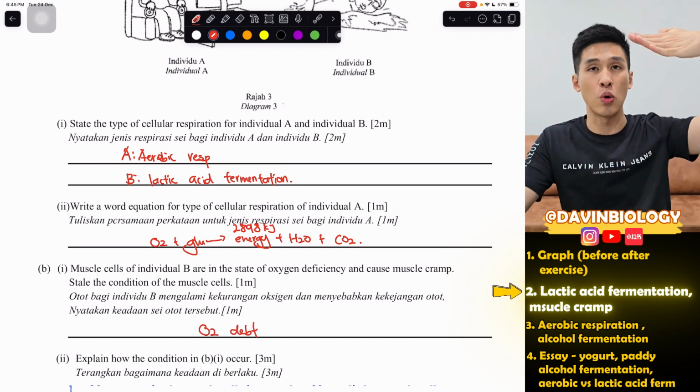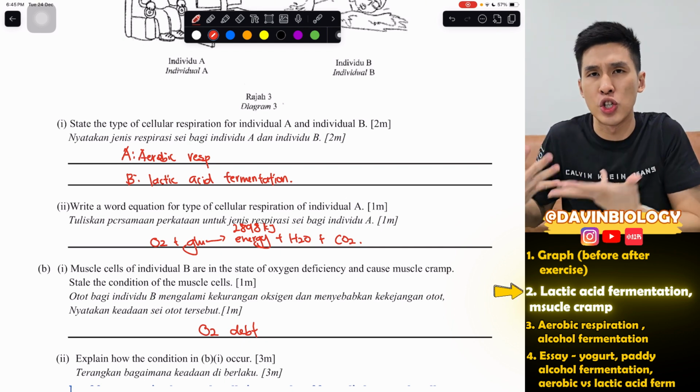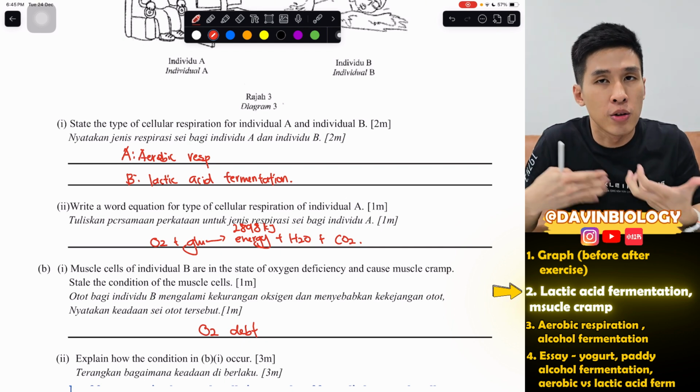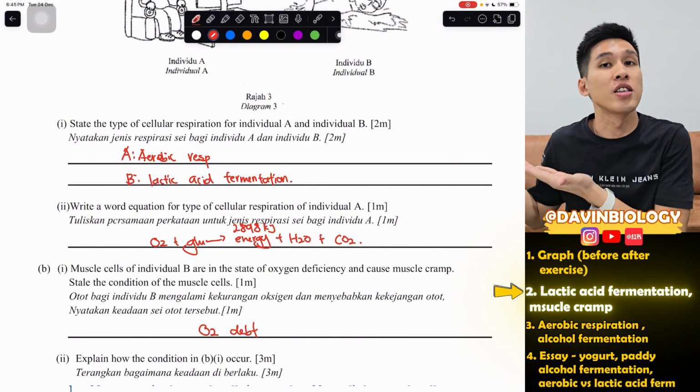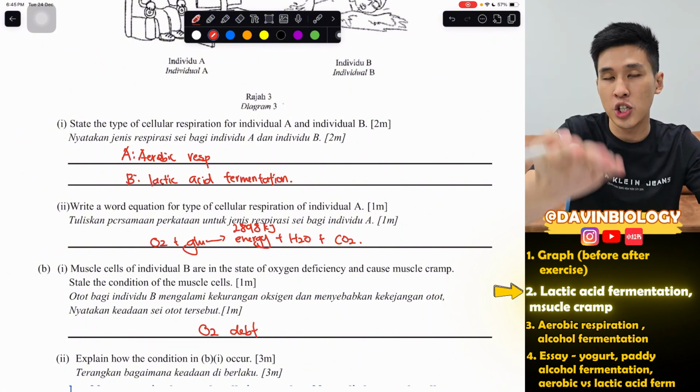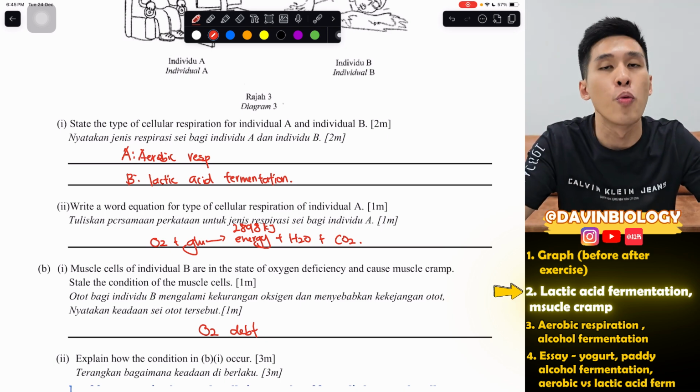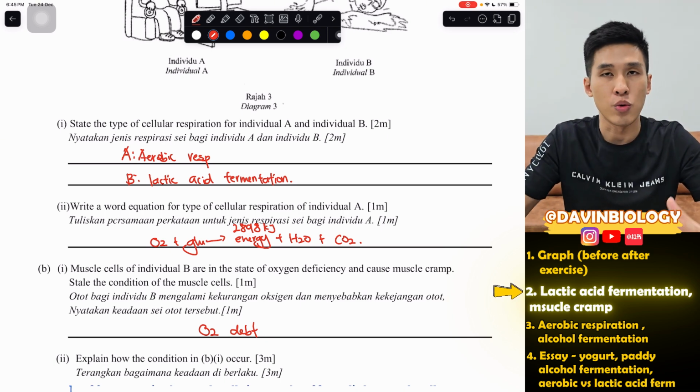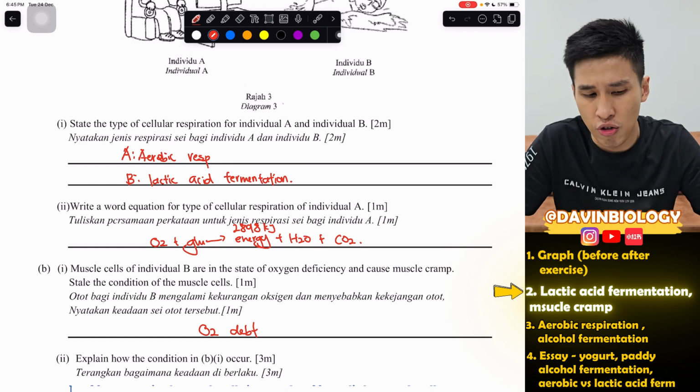Because you use more than what you require, because you need to generate more energy. So sometimes the oxygen you breathe in might not be enough to supply for your activity. So it's called oxygen debt. So when you're in oxygen debt, you will undergo, just now we mentioned, the lactic acid fermentation, whereby you break down the glucose without using oxygen because you do not have enough oxygen already.